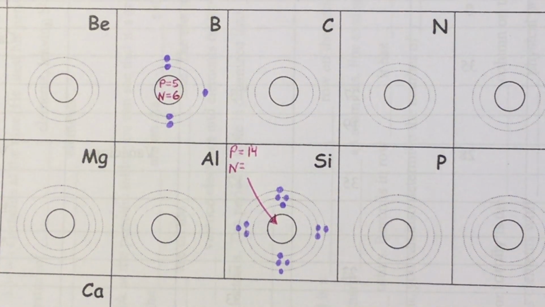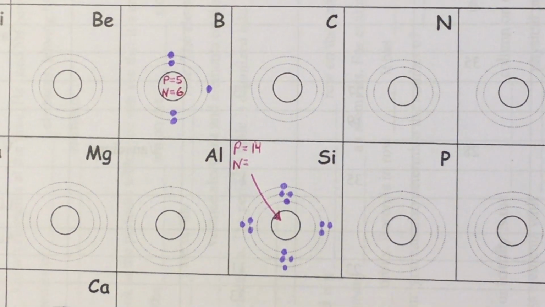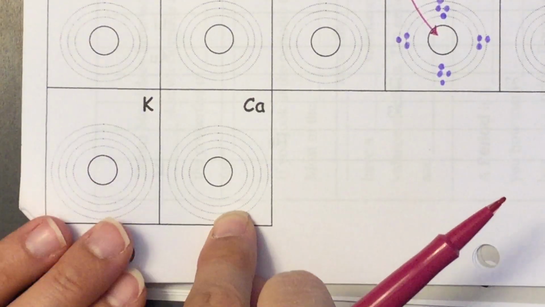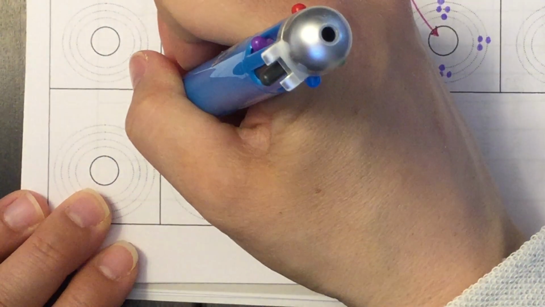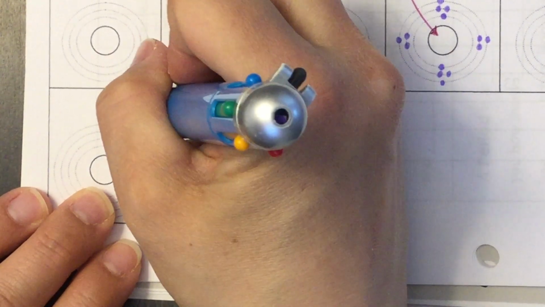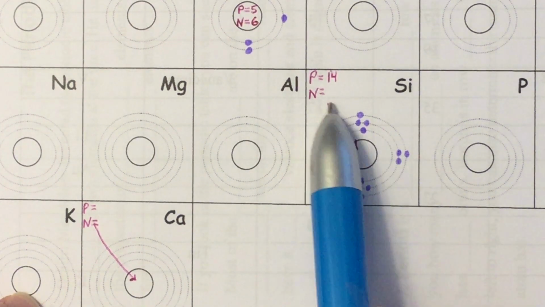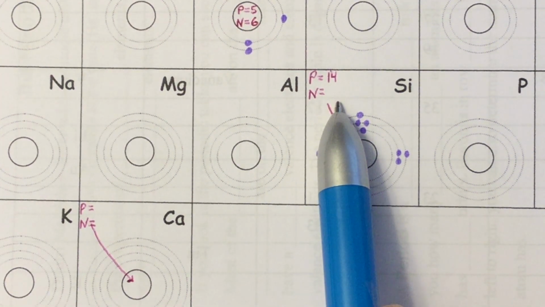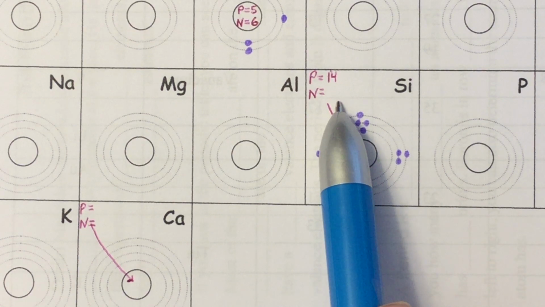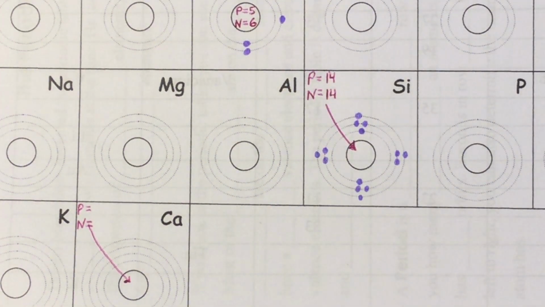Let's try one more. Let's try calcium down here. I'll do the little arrow thing, and I'll go P equals, N equals. Oh look at that, I forgot the neutrons again here. Silicon, how many neutrons? The mass for silicon is 28, and the atomic number is 14, so we would have 14 neutrons. Now let's look at calcium.